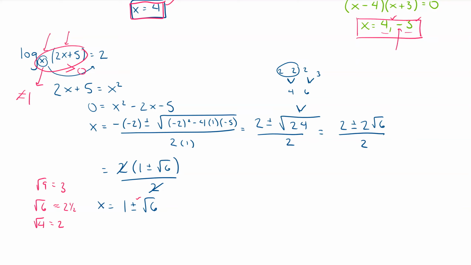The positive version works. If I go 1 minus rad 6, again calling rad 6 2.5, 1 minus 2.5 is negative 1.5. So plugging it into the base, I have negative 1.5 is not greater than 0. I have to disregard the negative answer, and the only answer I get is x equals 1 plus rad 6.